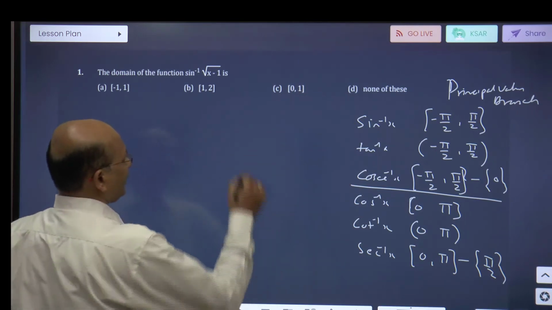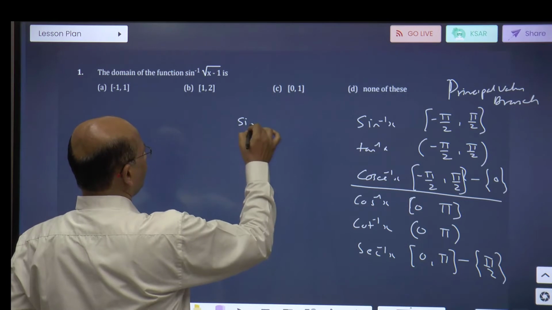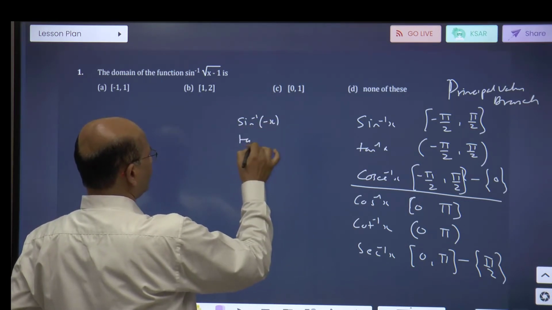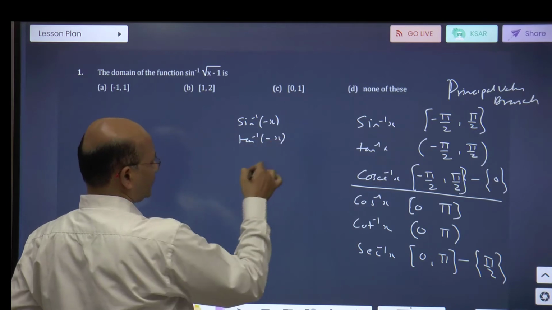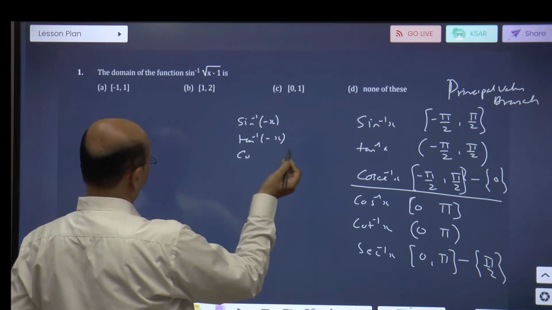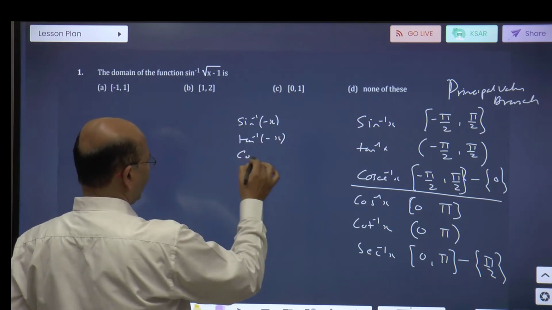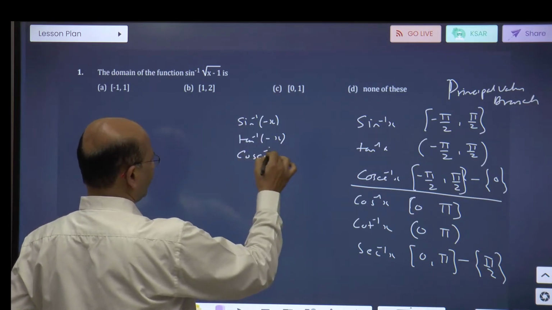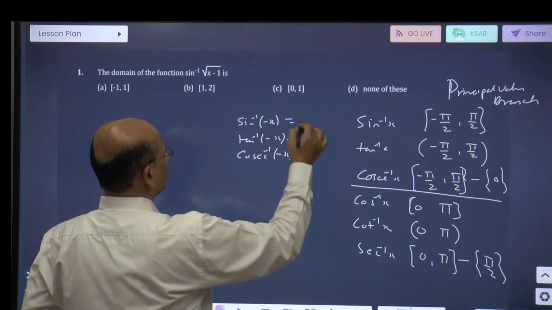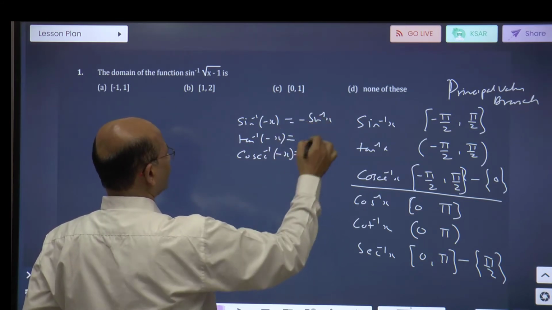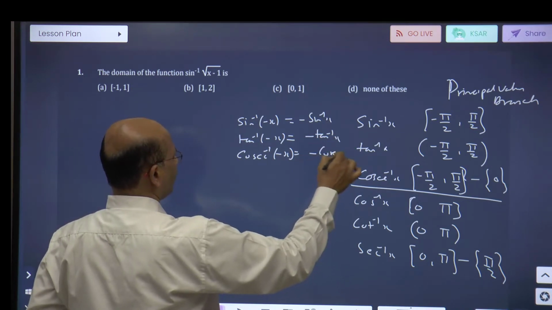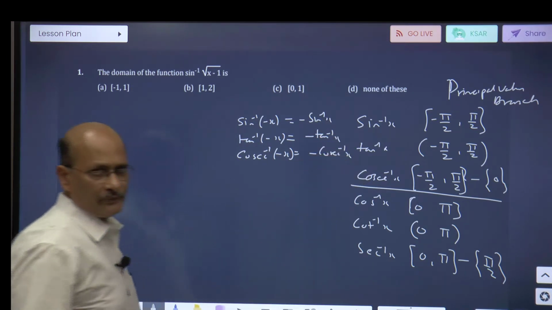Keep that in mind. These are some basic principal values of sine inverse, tan inverse, cosec inverse and cos inverse. Second thing: sine inverse of minus x, tan inverse of minus x, cosec inverse of minus x, the same set, is all minus sine inverse x, minus tan inverse x, minus cosec inverse x. Keep that in mind.